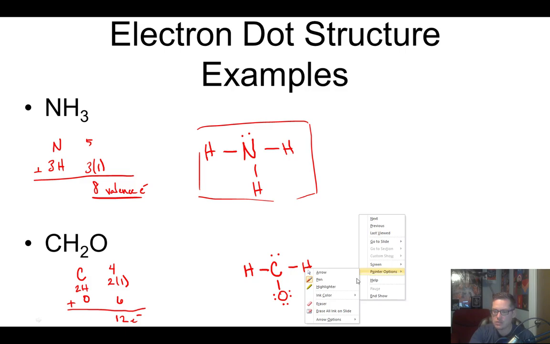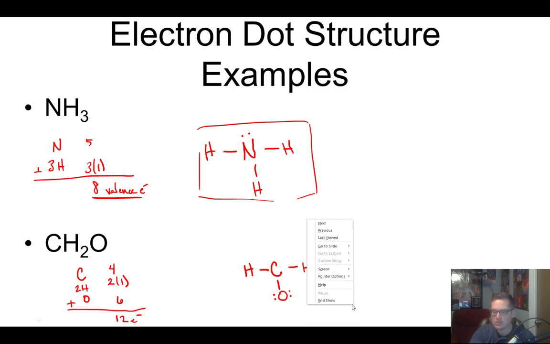Imagine this. If I get rid of these 2 lone pairs and these 2 lone pairs, and I add in a double bond between the carbon and the oxygen right here, well, now how many electrons have I used? I've used 2, 4, 6, 8, 10, 12. I've used 12 electrons here.